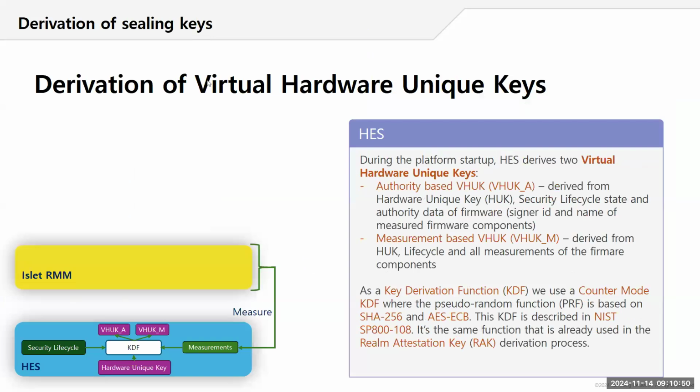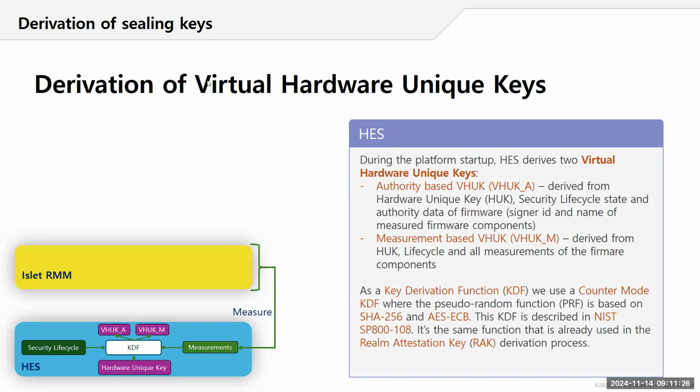And the second extension is the sealing key derivation mechanism. It is also currently missing in the RMM specification. Now we'll briefly explain how it works. Firstly, during the startup of the platform, the hardware-enforced security module gathers measurements of the Islet RMM and other firmware components. And these measurements, the security lifecycle state and the hardware unique key, are used as input key material to derive two keys.